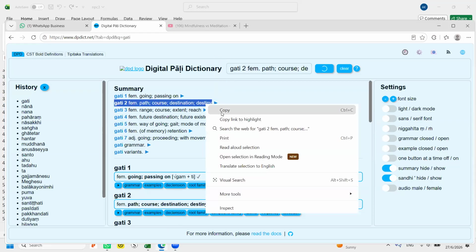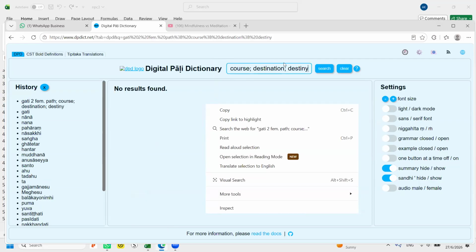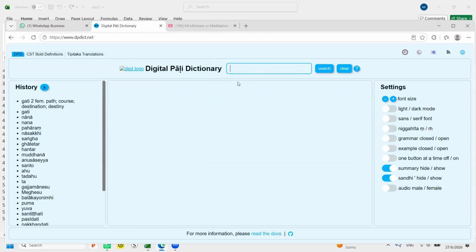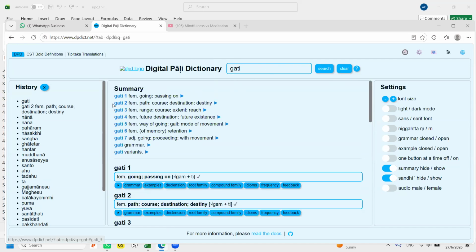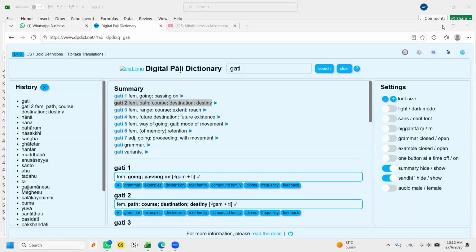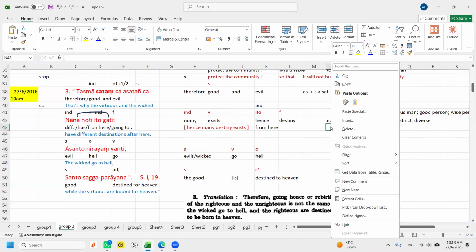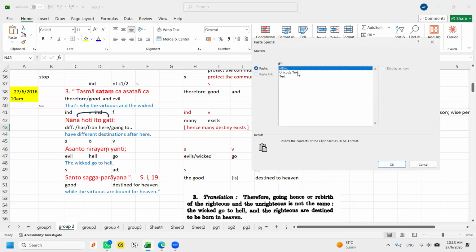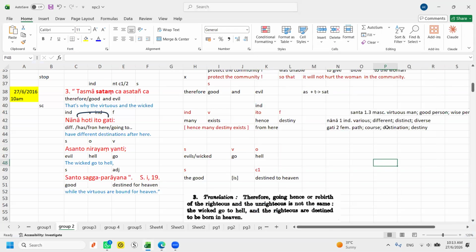So your selection always depends on your overall sentences. In this case, the word destiny. We cannot use path, cause, all those things. We have to use this, depending on this word. So destination, the destiny.